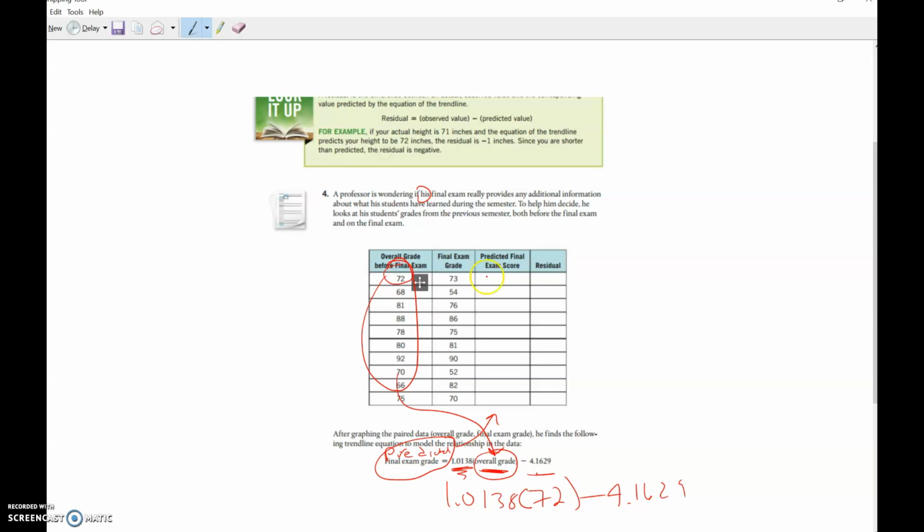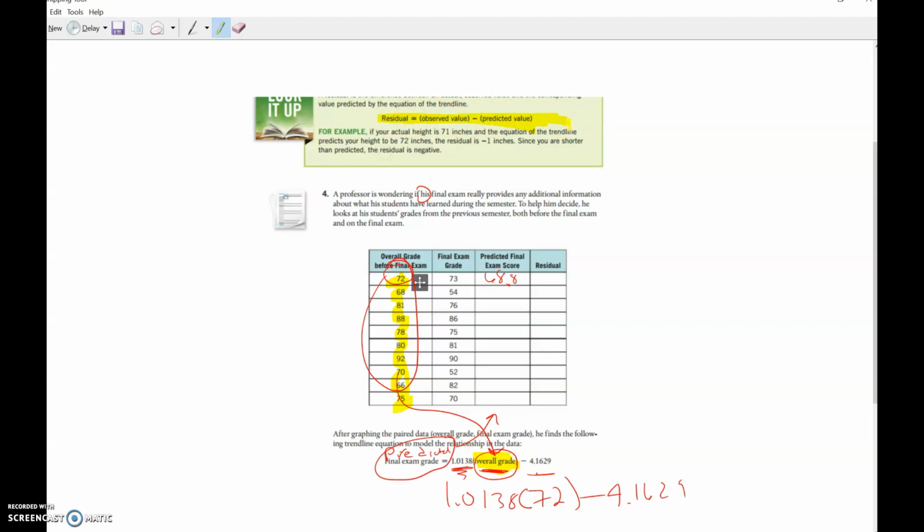So I get a 68.8. And so what you need to do is keep changing the variable down here with these values right here and keep getting all your predicted grades. Okay. So, and then after that, then you're going to follow this formula to get the residual.